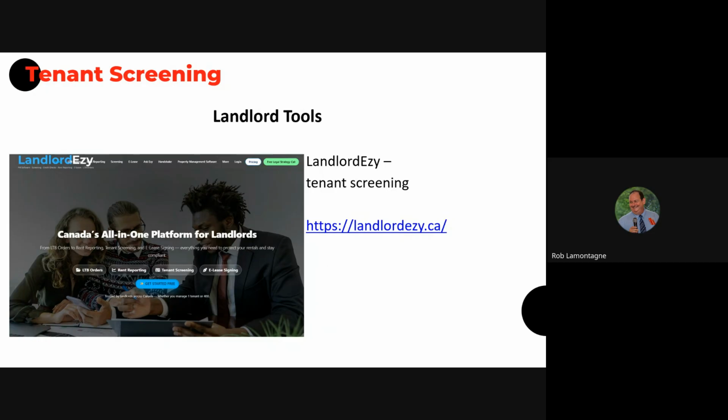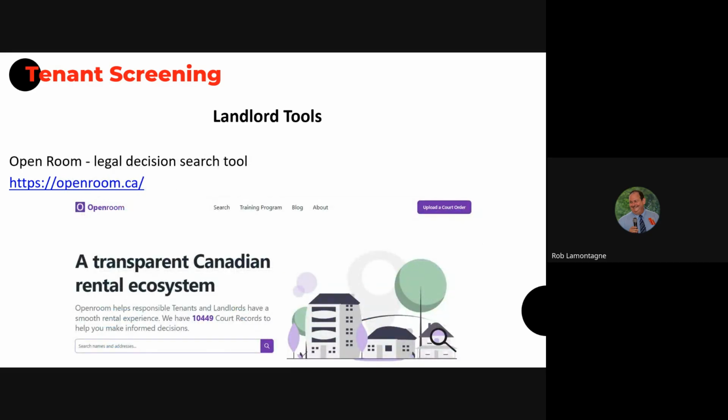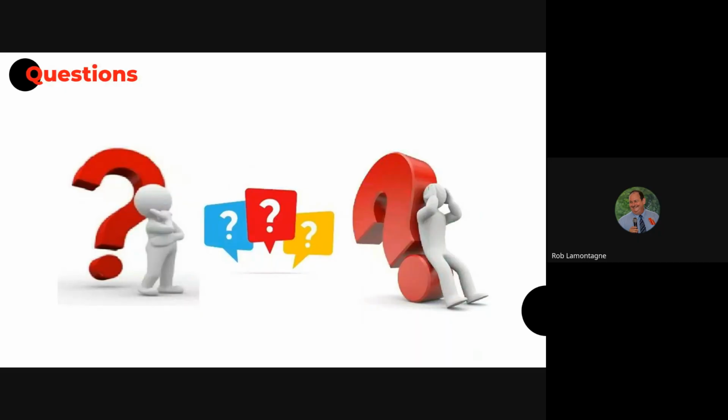If you sign up with Landlord Easy, there's an application, and the tenant processes their application through Landlord Easy. Okay. Canly is very useful. You can search Canly for legal decisions. So if a tenant has been evicted, you can find that they were evicted, and you can find what the judgment was. Same thing with Open Room. Open Room will allow you to search for tenant evictions. And that's it.